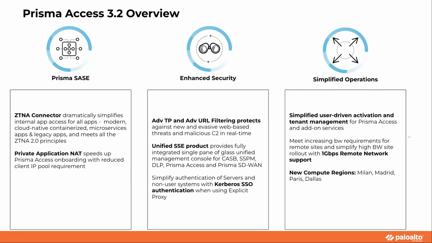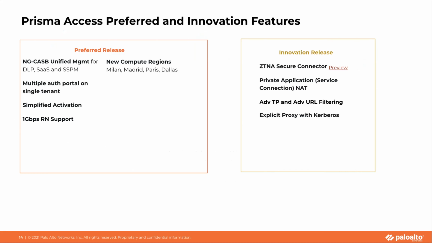So how do you consume this? Going to the next slide, there are two release options for 3.2. One is what we call the preferred release, which is the default release that all customers get. With that, you will be able to access next-gen CASB unified management for DLP, SaaS, SSPM, everything. That's part of the preferred release. You also have simplified activation, 1 Gbps RN support, and the new regions will be available to everyone.